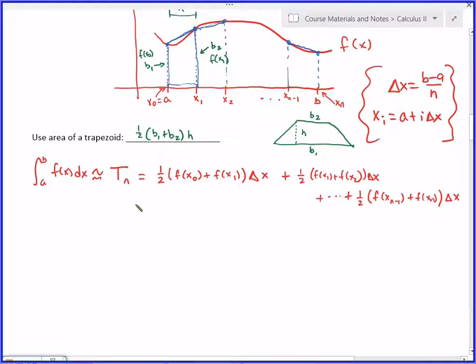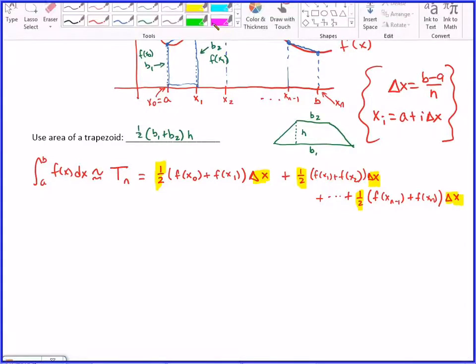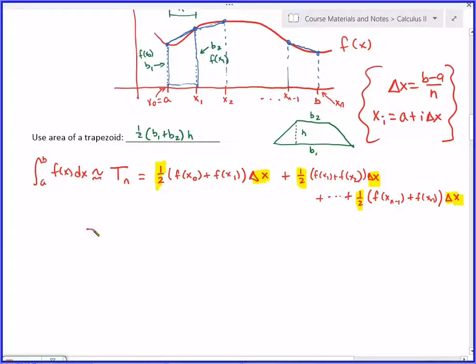You could do it this way, but actually it's a little simpler if we do a little bit of algebra work here. I'm going to notice that all of these have a 1/2 and a delta x, right? 1/2 delta x, 1/2 delta x. So I'm going to pull both of those out front and write this as delta x over 2, and then write what's left behind.